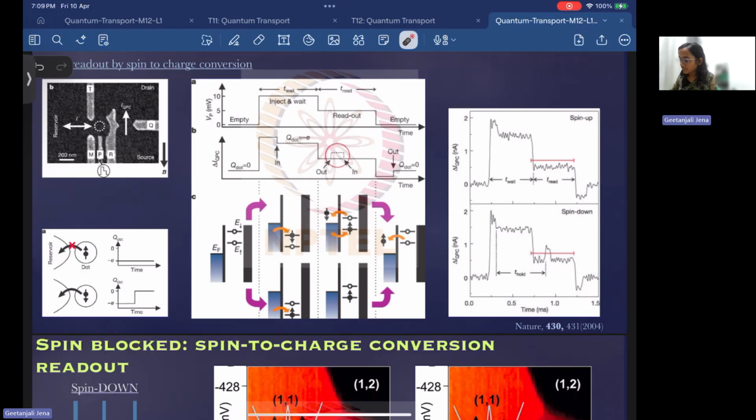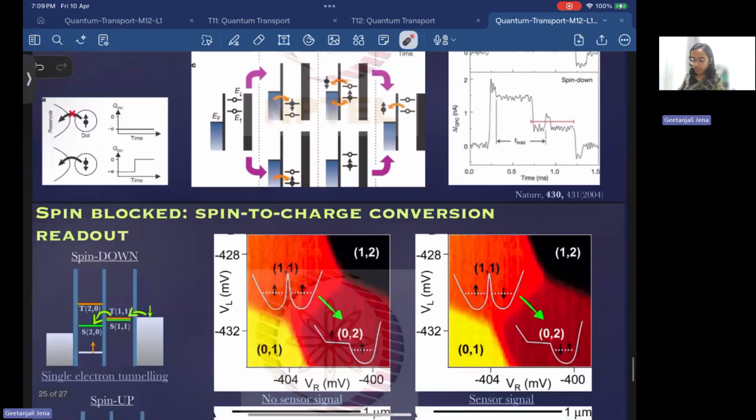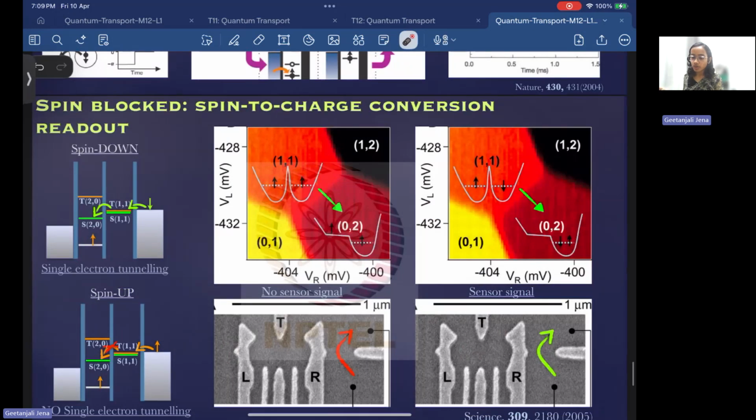So this is how we can differentiate whether the spin up state or the spin down state was occupied in this given qubit by using this charge sensor, which is the quantum point contact. So this is one of the methods. The next method that we have is the spin blockade.